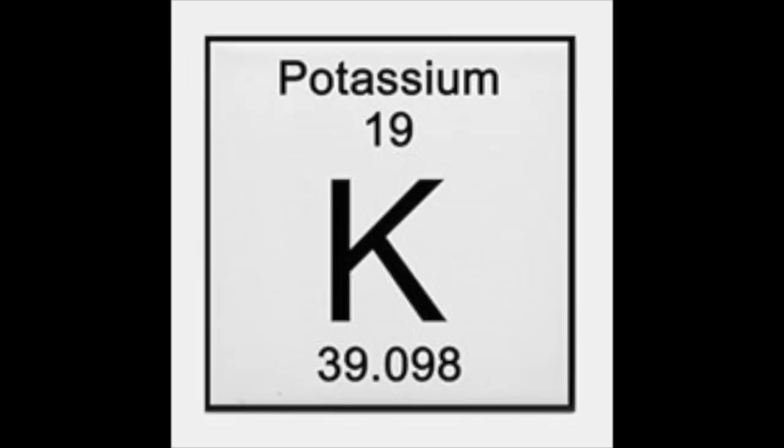Practice on your own now. Draw the Bohr model of a potassium atom. Use the information from the periodic table for potassium. Write down the number of protons, neutrons, and electrons. Remember the 2882 rule when you draw the Bohr diagram.